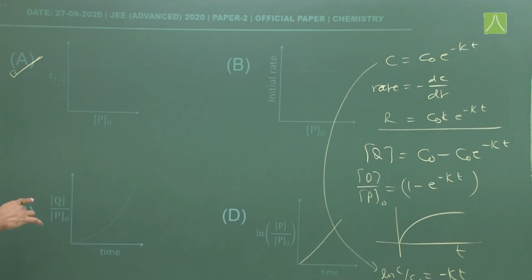Only A is correct, B and C are wrong, and D should have had a negative slope, so we can see that this is going to be incorrect. So the correct option is only A in this question.